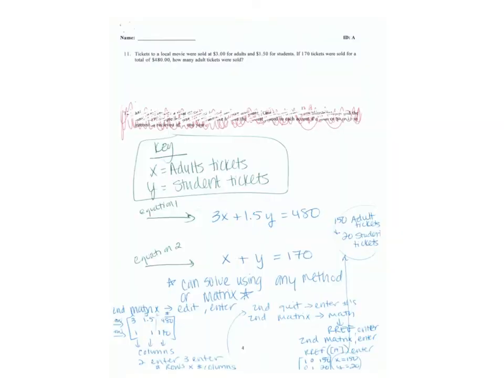Last one, setting up the word problem. So look for what it's asking at the very end. How many adult tickets were sold? That means the variable needs to represent the number, not the cost. So when we set up our variables, we know they're going to be for an amount, not the cost. We already know the cost. So it's the amount of tickets, how many tickets were sold.